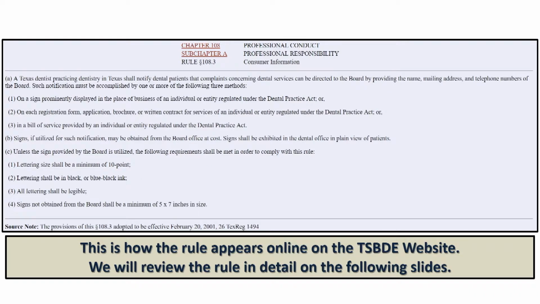Please note the source note at the bottom of the rule. Source note: the portions of this 108.3 adopted to be effective February 20th, 2001, and then it gives you the citation in the Texas Register. It is important to understand with respect to source notes that this is the information that tells you how long a particular rule has been effective. Obviously, this Rule 108.3 was adopted and made effective in 2001.